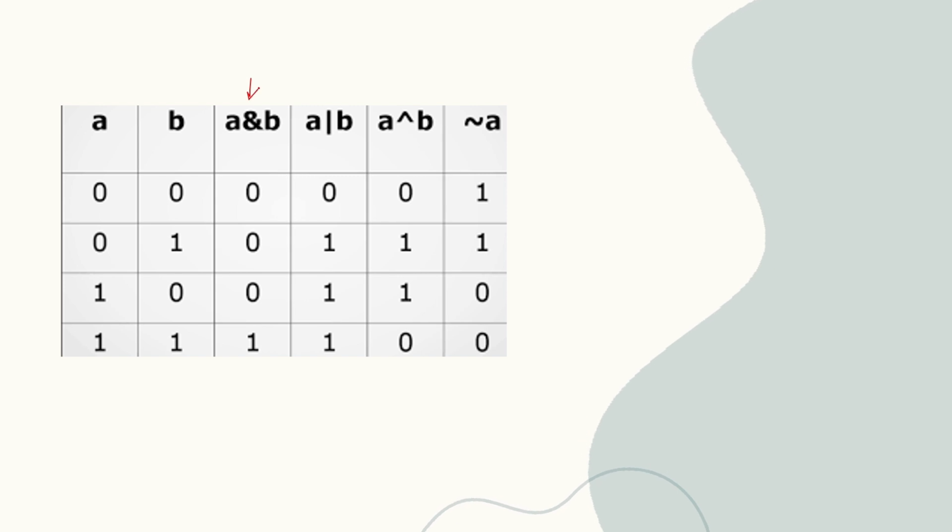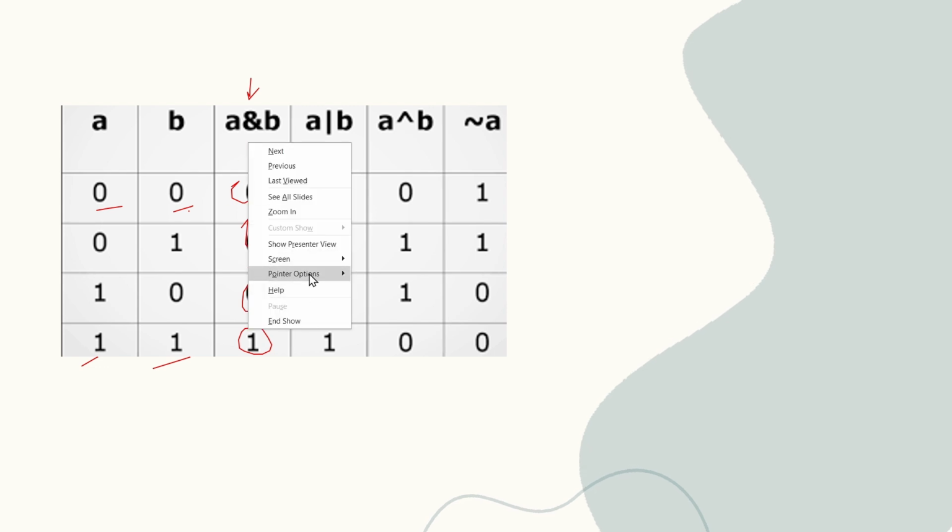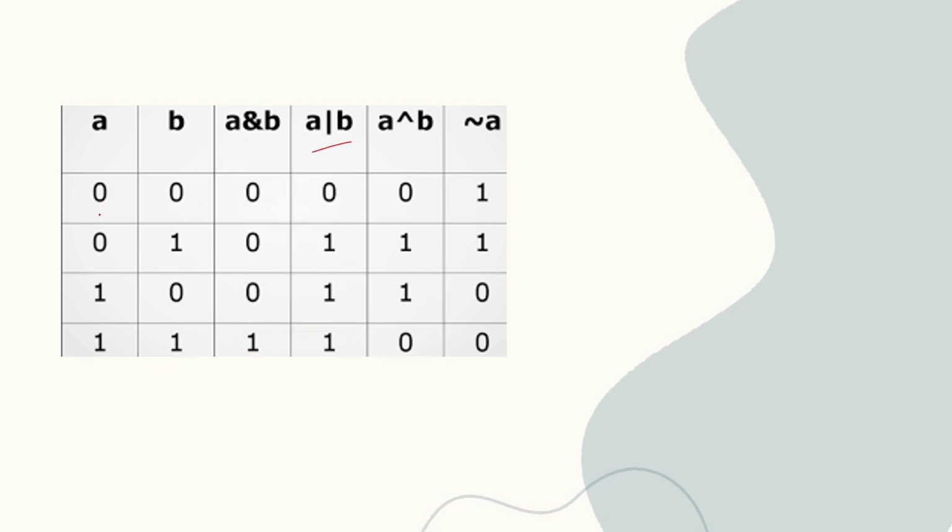For AND, what is the statement? If both of them are 1, then only 1. So here, why is it 1? Both of them are 1. That's why it's 1. Why are you getting zeros here? Because both of them are not ones. Simple, right? Then for OR, if any one of them is 1, then it is 1. Here you have one of them 1. You have more than one, like you have two ones, right? So that's why it's 1. Here you have 1 1. It's okay, it's 1. Here also you have 1 1. It's 1. But here both of them are zeros. So that's why you got 0.